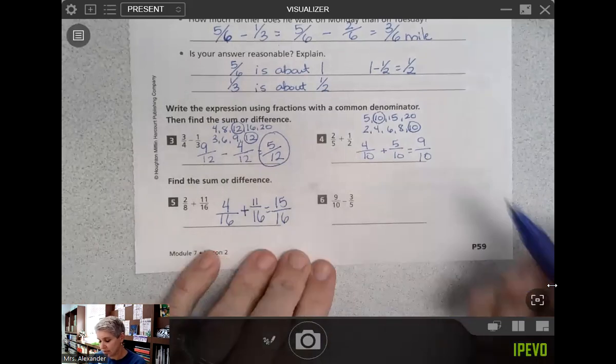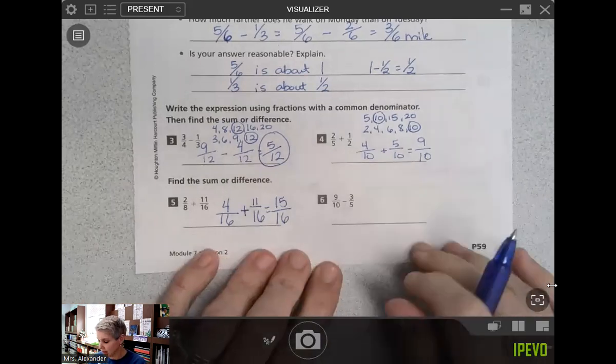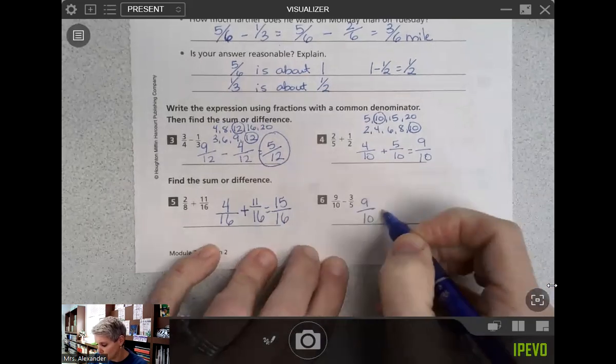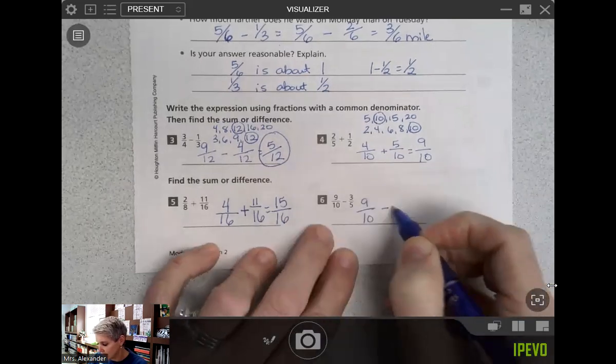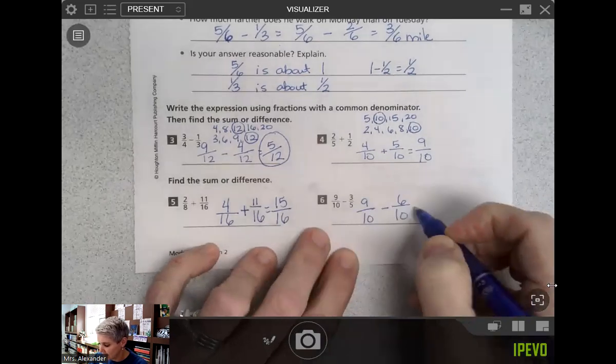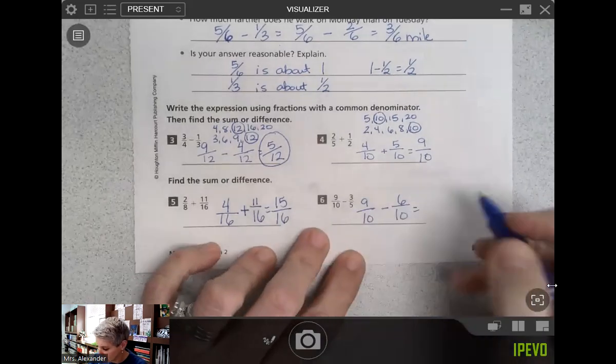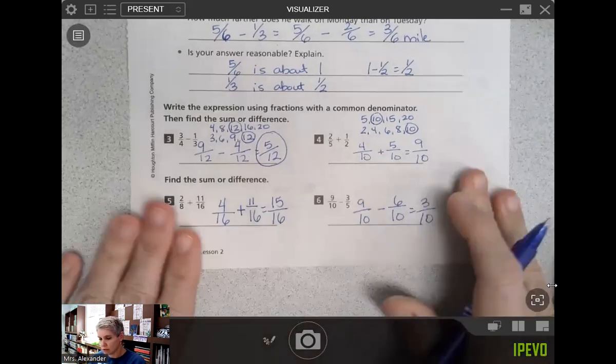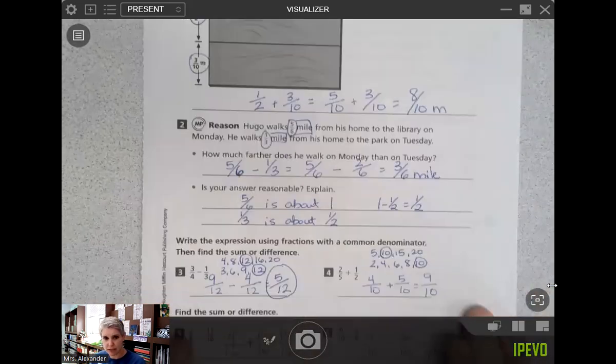And 9/10 minus 3/5. Again, 10 is a multiple of 5, so I only have to change one fraction to the tenths. So we're going to have 9/10 minus 6/10, and we're going to have 3/10. So that was our lesson from today in class.